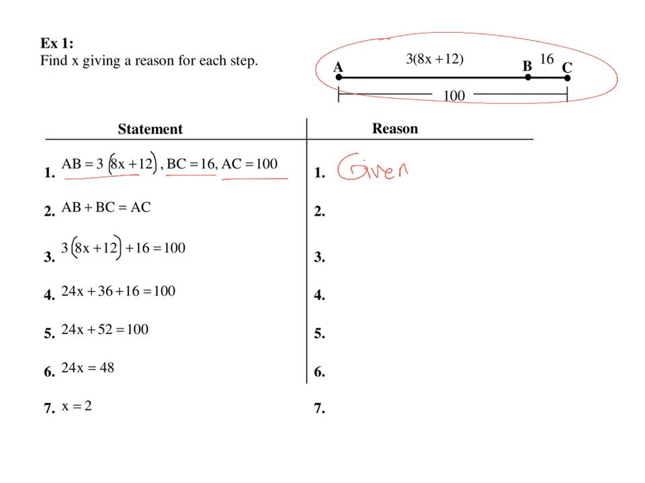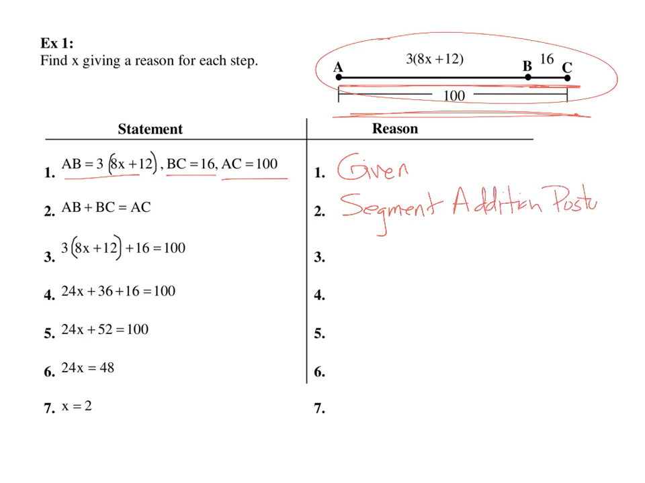Now for part 2, AB plus BC equals AC. Now that's known as the segment addition postulate. All right, you're just adding two parts of a segment up to get the whole thing.